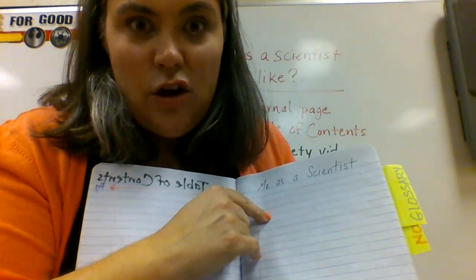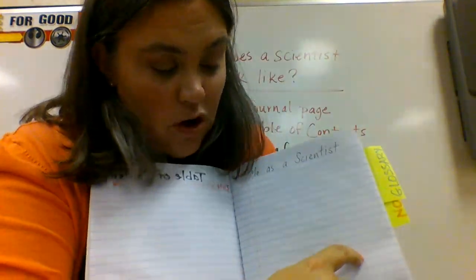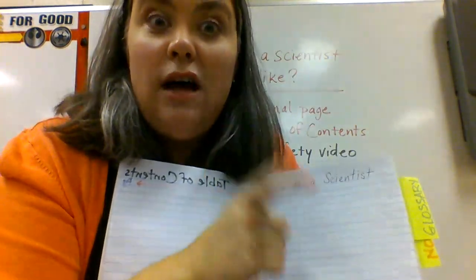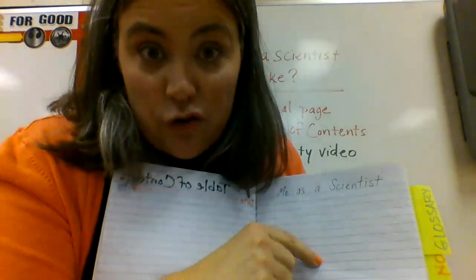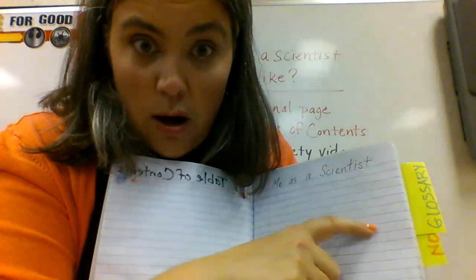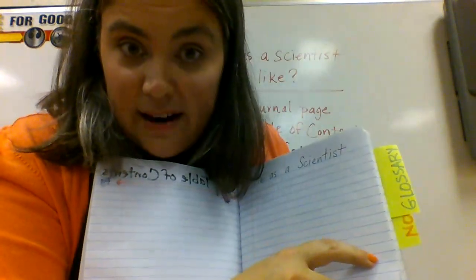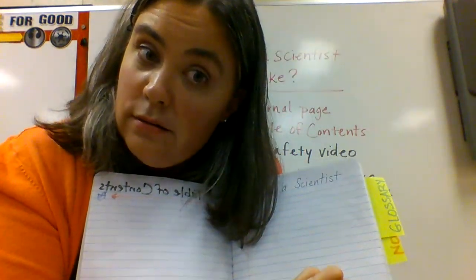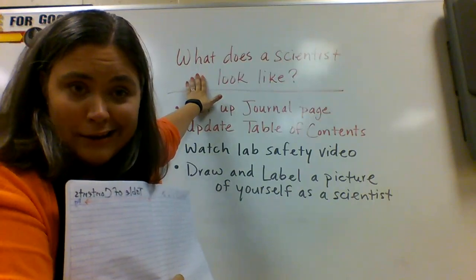So if you're a scientist who wears a lab coat, you would draw yourself in a lab coat, and then you draw a line from the lab coat and write the word lab coat. If you're a scientist who uses a microscope, you might draw a picture of a microscope in your hand and draw a line right beside it and write microscope. You decide. What does a scientist look like?